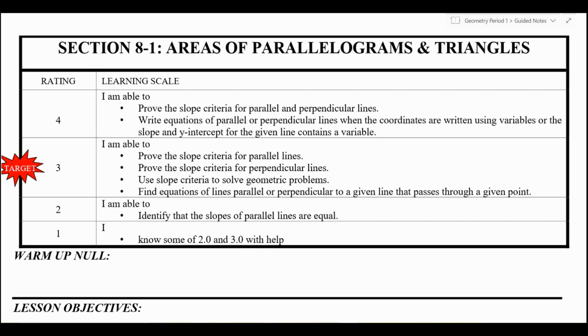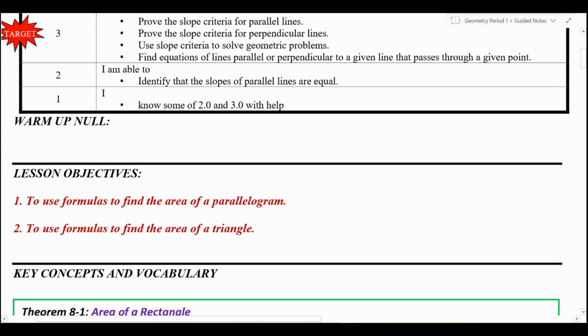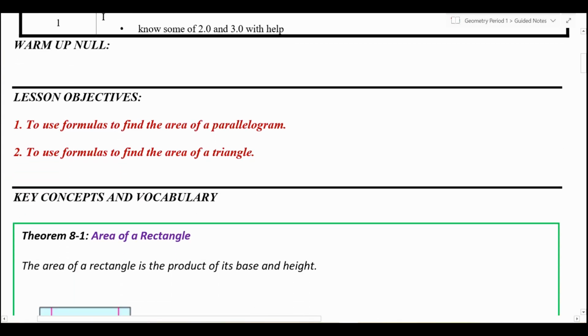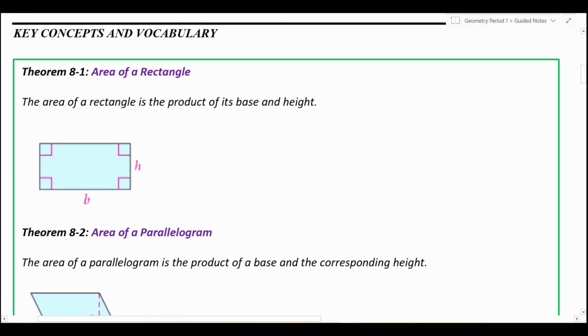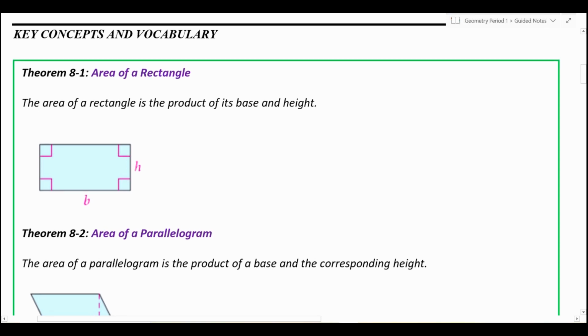So let's get this one going here with our lesson objectives, which are to use formulas to find the area of a parallelogram and to use formulas to find the area of a triangle. We're going to start right off the bat here with Theorem 8-1, which states the area of a rectangle is the product of its base and height.